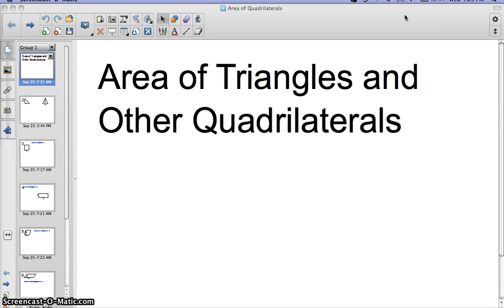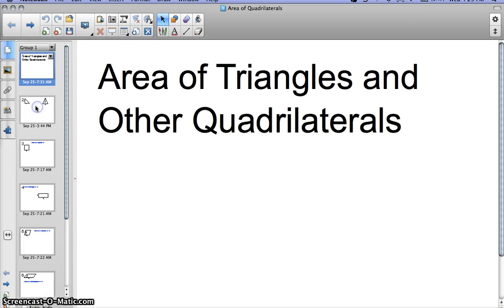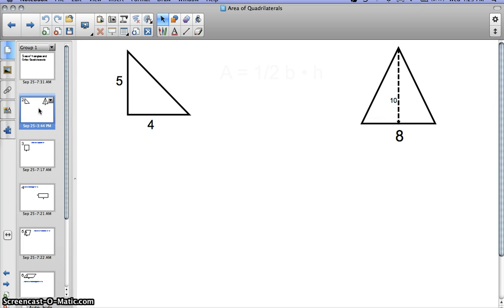We're going to talk about area of triangles and other quadrilaterals. So let's get right down to it. Let's start with some triangles. The formula to find the area of a triangle is area equals 1/2 the base times the height.